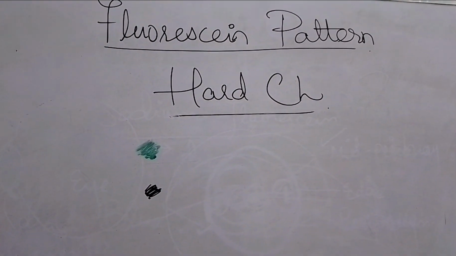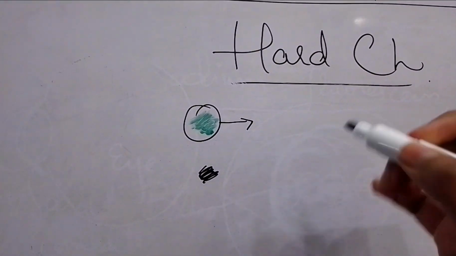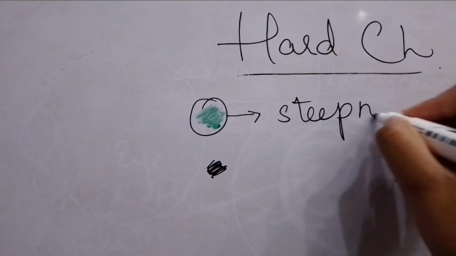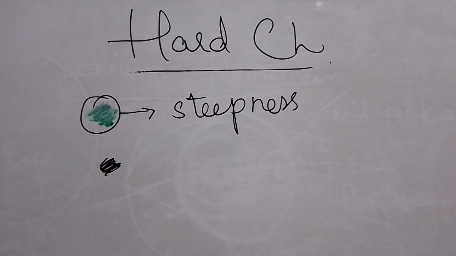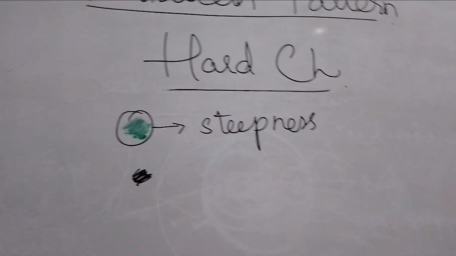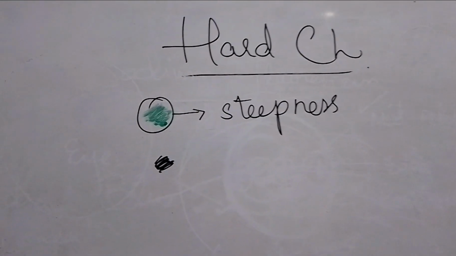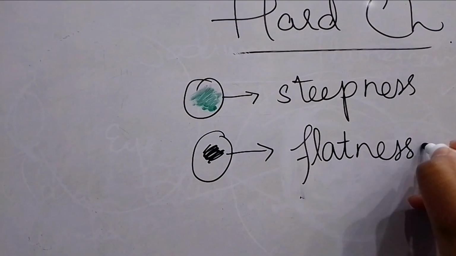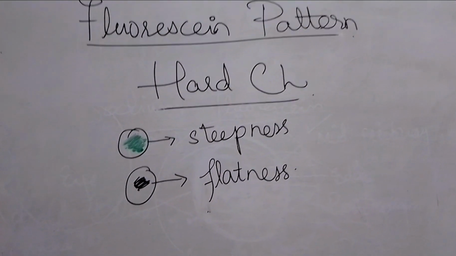So here I have drawn two colors. One is the green color, that will tell you about the steepness, right? Wherever I am going to tell you about the steepness, I will be using the green color. And wherever I am going to tell you about the flatness, I will be using the black color to show the flatness, right? Okay, so now what do steepness and flatness mean?